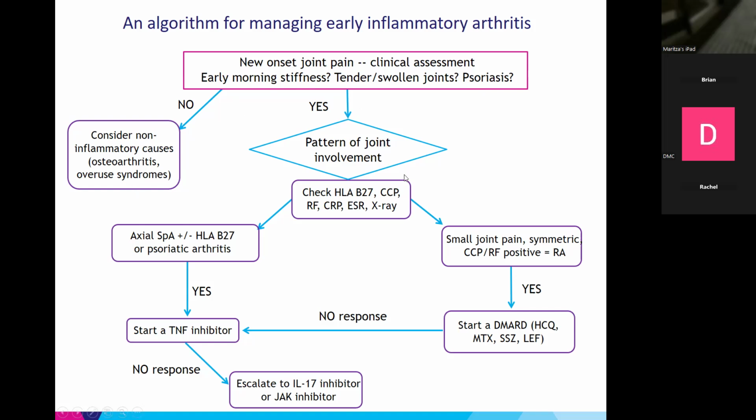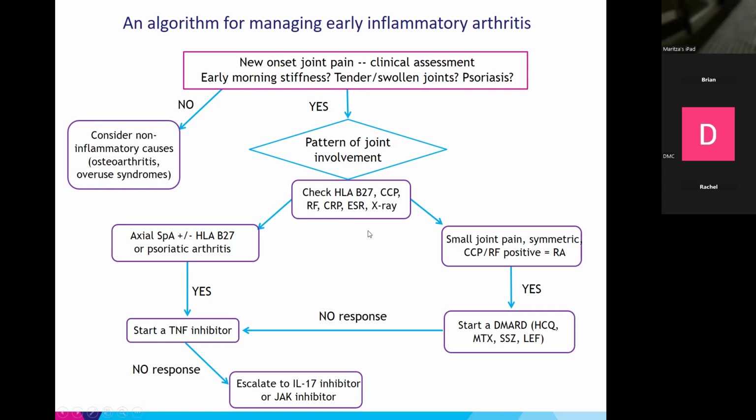But if yes, then we want to know what types of joints are involved. Is the spine involved or not? Is it small joints? Is it large joints? Is it symmetric? Which joints? And then do some blood tests to try to understand the situation better. Does the patient carry the gene HLA-B27?